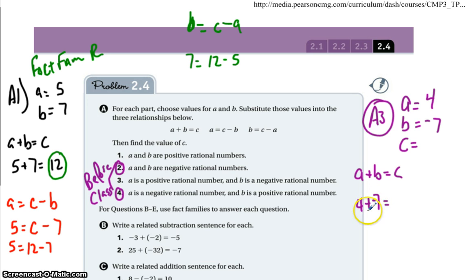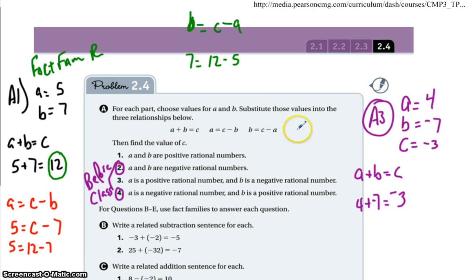So I know from earlier lessons that I'm going to look at the absolute value of these numbers. So 4 plus negative 7, the absolute value of these, 7 has the largest absolute value. It also has the negative sign, so my answer will be negative. And then I'm going to subtract them. The difference between these numbers is 3, so 4 plus a negative 7 is negative 3. So in this case, for this to be a fact family relationship, C should always equal a negative 3.